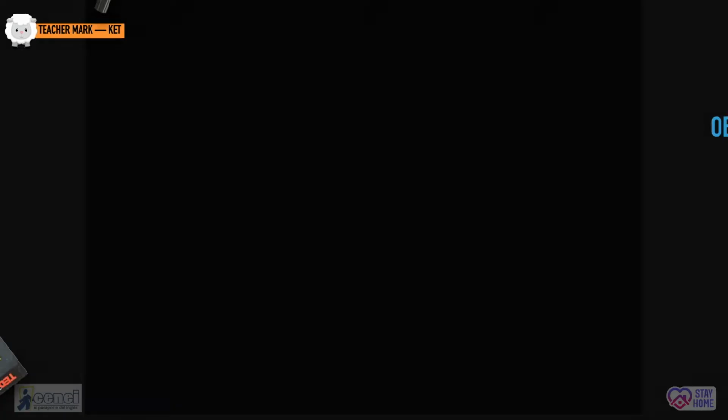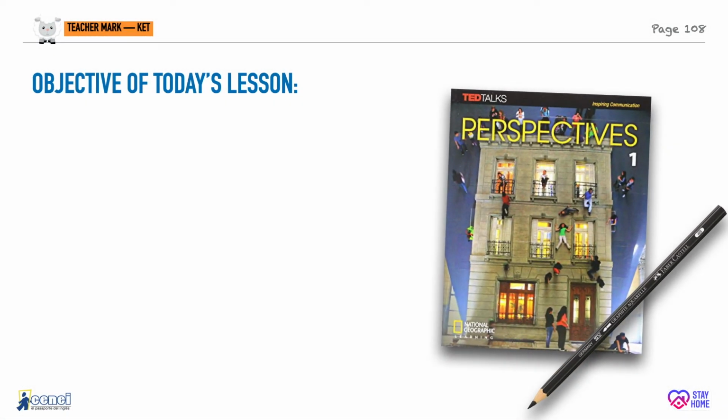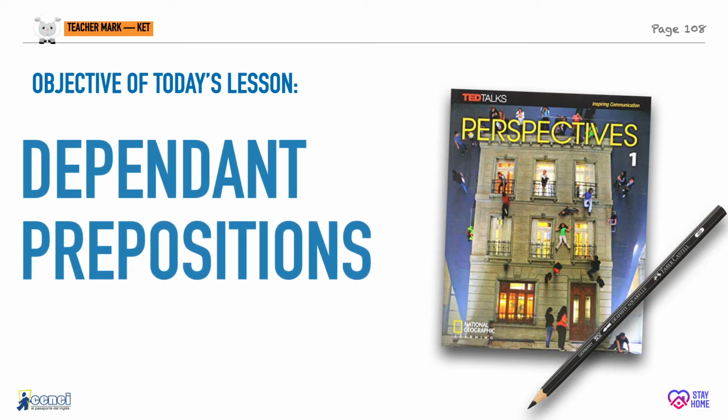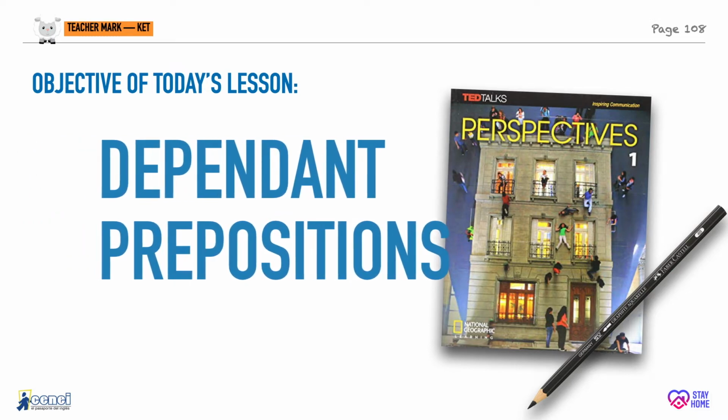So poor Susan, right? This is a show from Desperate Housewives. The objective of today's lesson is about dependent prepositions. Ready? Here we go.